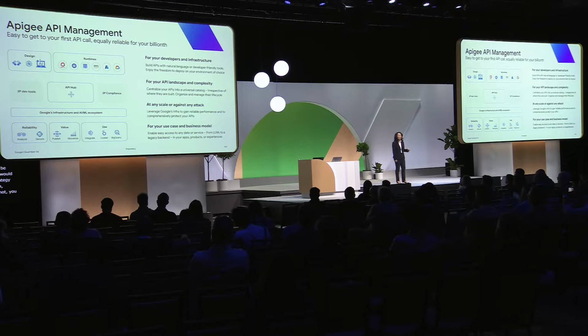Also, you can register all your APIs to API Hub so that you have a centralized universal catalog to organize and manage the full lifecycle of APIs. And as we are deeply integrated with the Google infrastructure and AI ecosystem, you can also get reliability at any scale and easily integrate with all the Google Cloud services. And last but not least, we can provide risk assessment on misconfigured APIs and abuse detection from any attacks so that you can protect APIs.